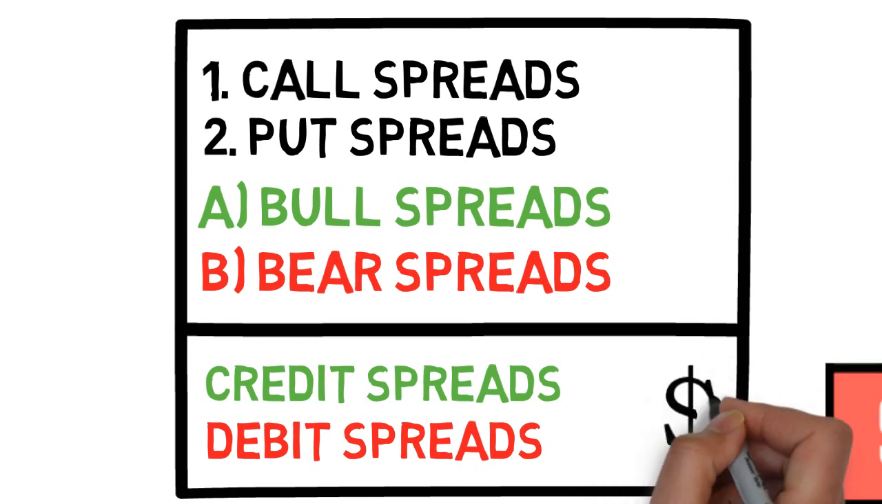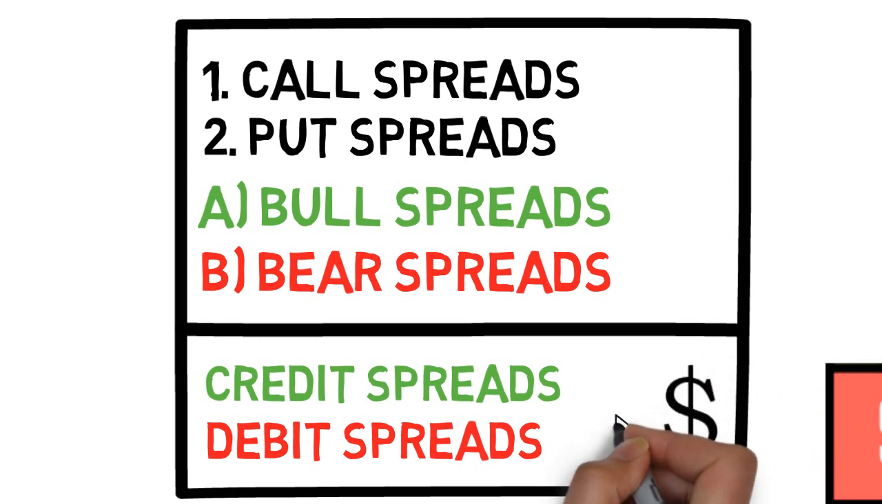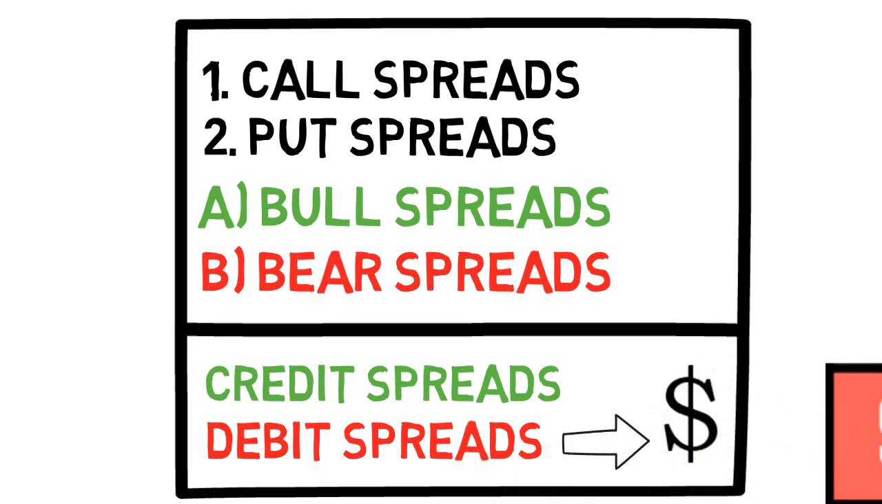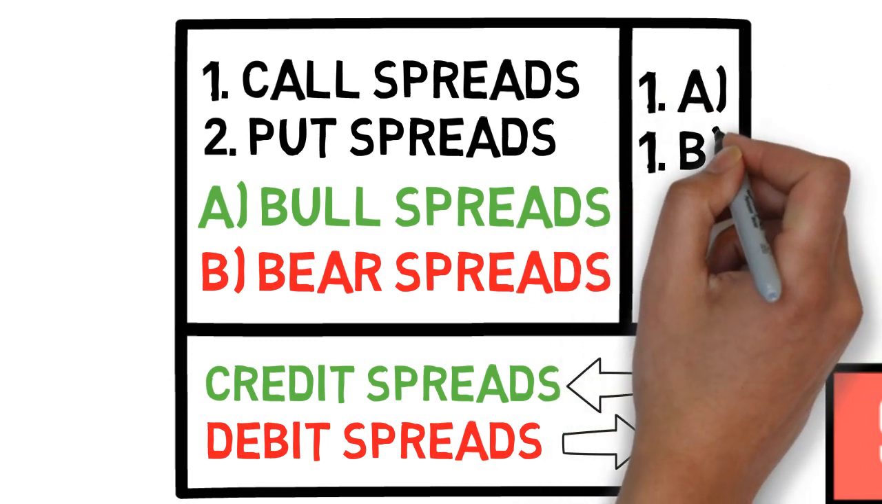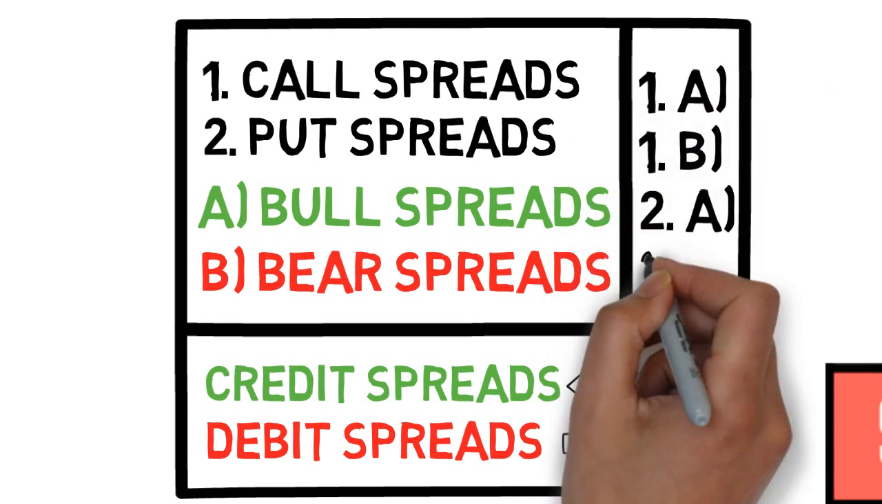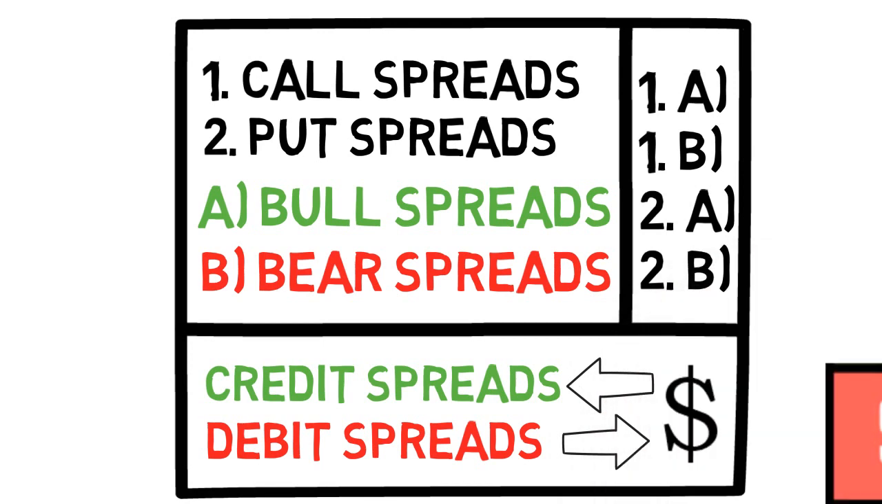Debit spreads are those that are opened for a debit, which means that you have to pay to open them, and credit spreads are those that are opened for a credit, which means that you actually receive money to open these spreads. The 4 different vertical spreads that exist are bull call spreads, bull put spreads, bear call spreads, and bear put spreads.